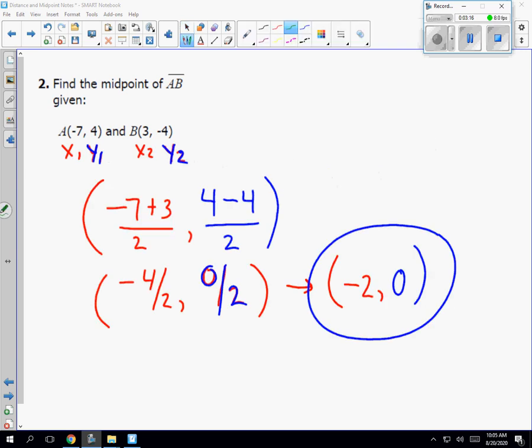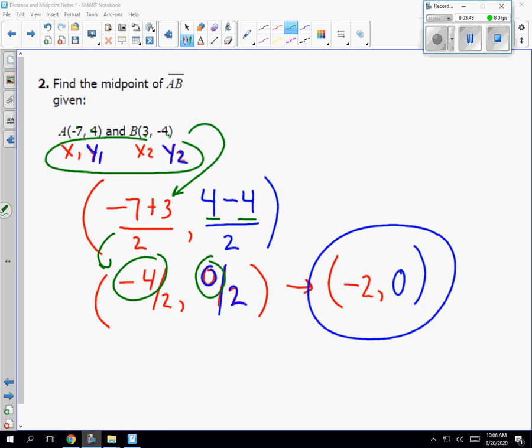Alright, so the answer to this: I labeled all of my coordinates x1, y1, x2, y2. I added all my x's together, so -7 plus 3 divided by 2, and then 4 plus a -4, which is 4 minus 4, divided by 2. And then I came down here, and they're still in a coordinate, so they're still in parentheses. So -7 plus 3 is -4 divided by 2, and 4 minus 4 is 0 divided by 2.